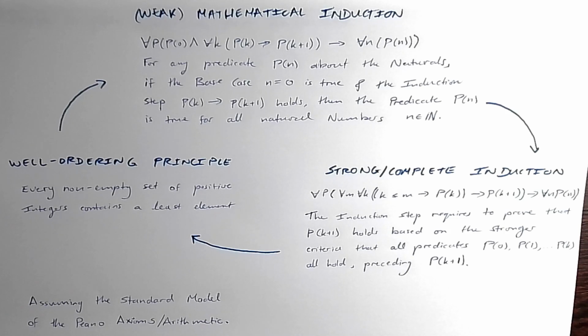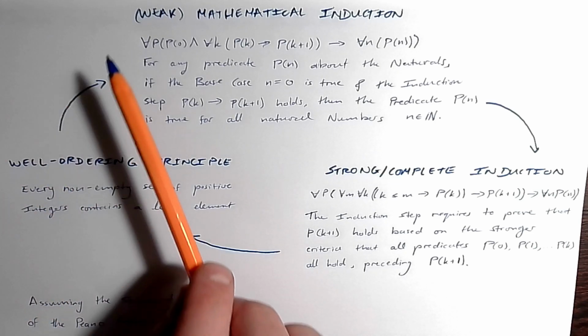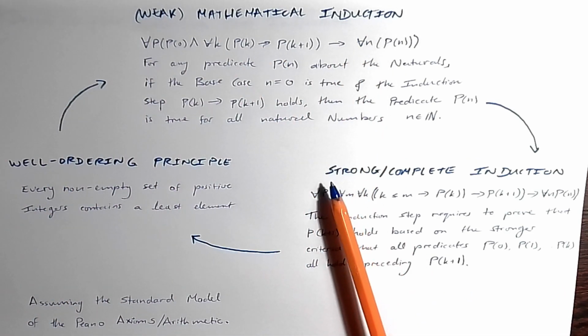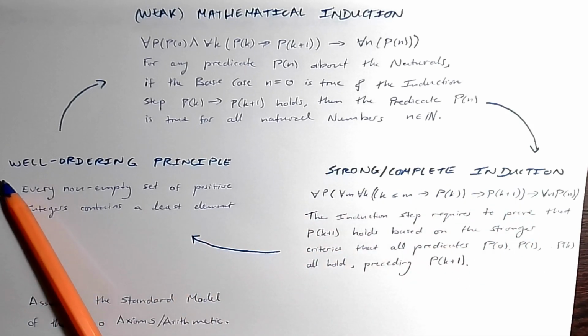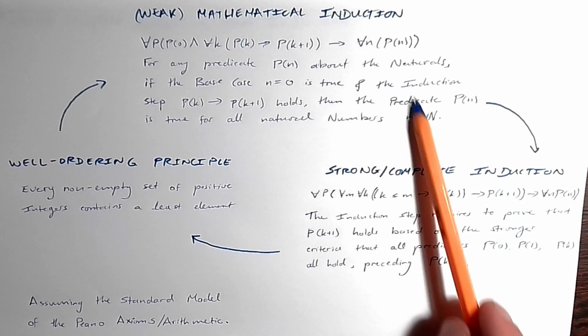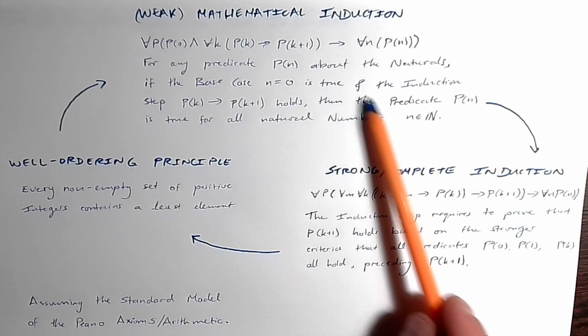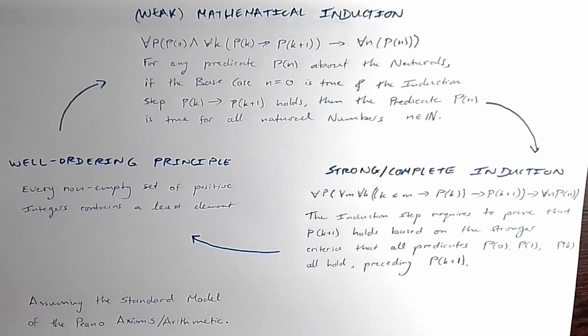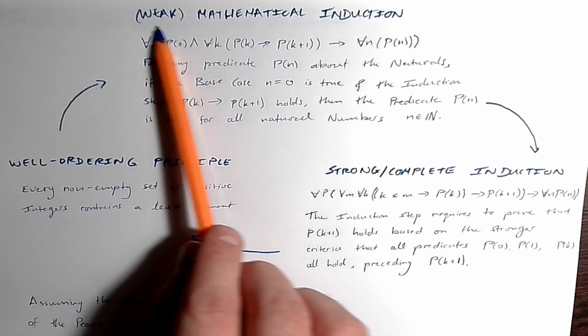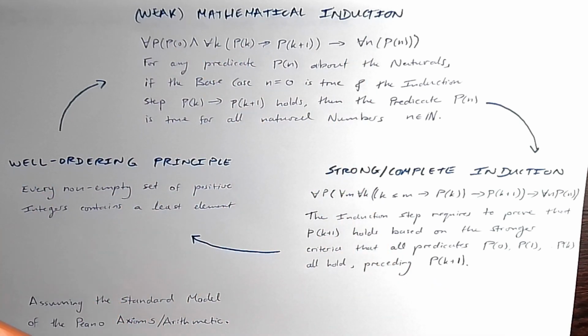Hello everyone and welcome to this tutorial in which we will show the equivalence between weak mathematical induction, strong or complete mathematical induction, and the well-ordering principle using this circular flow to establish the equivalence of these three axiomatic statements. In fact, what we'll be assuming as axiom is the weak mathematical induction, from which the other two will follow. And that's all assuming the standard model of Peano arithmetic.